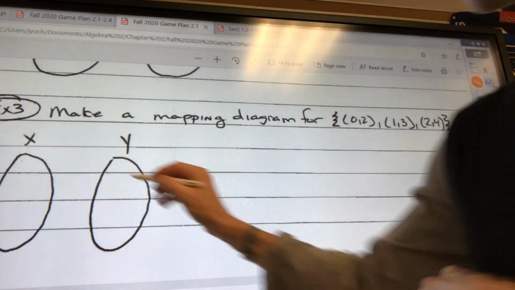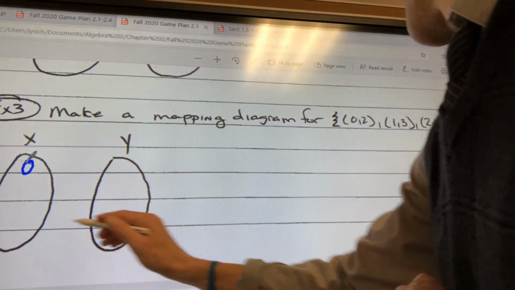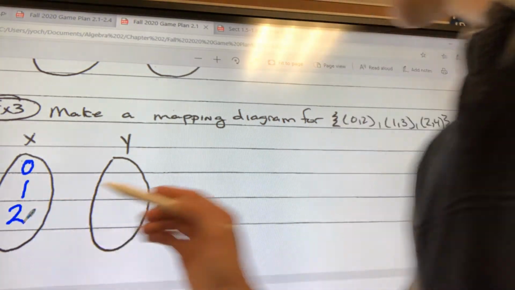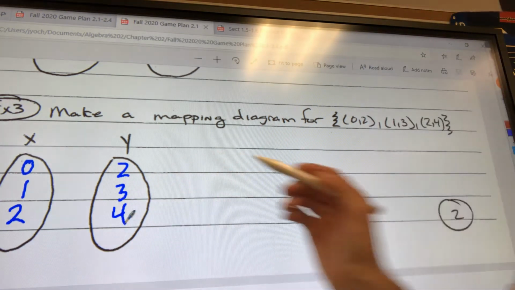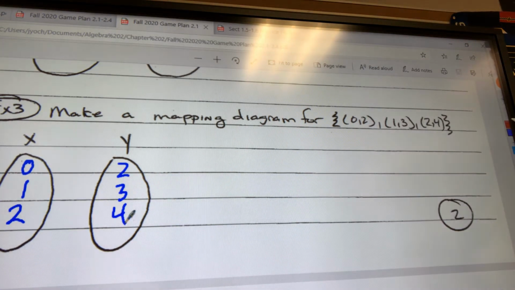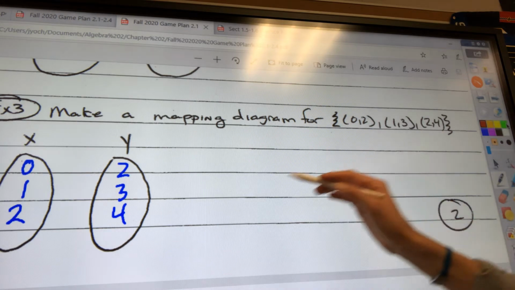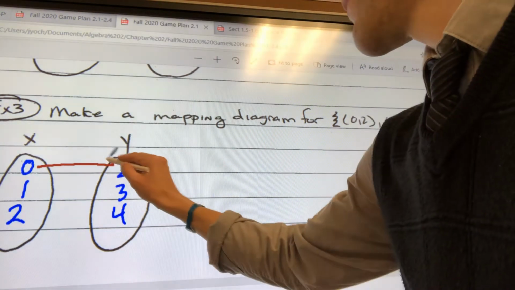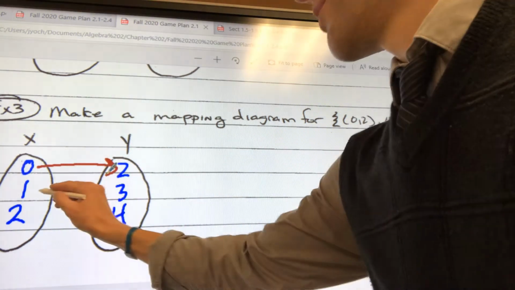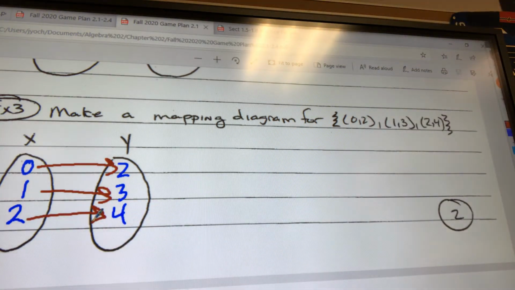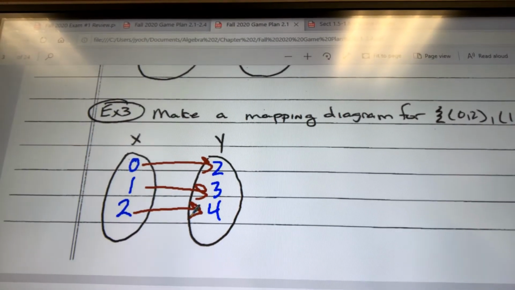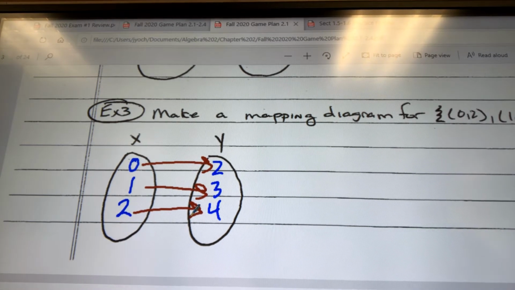Making a mapping diagram. So we have 0 for an x, 1 for an x, 2 for an x. We have 2 for a y, 3 for a y, and 4 for a y. We just write the unique y's. And what I do is 0 is mapped with 2. 0 goes with 2. 1 goes with 3, and 2 goes with 4. We did that in notes. If you were here, it's a mapping diagram. X's are mapped with the y's. That is a 1-to-1 function.